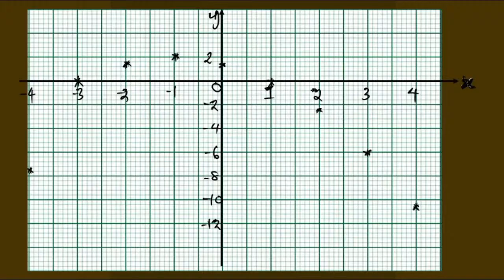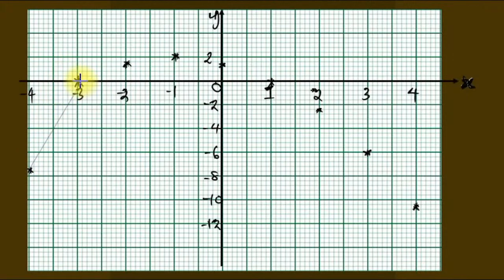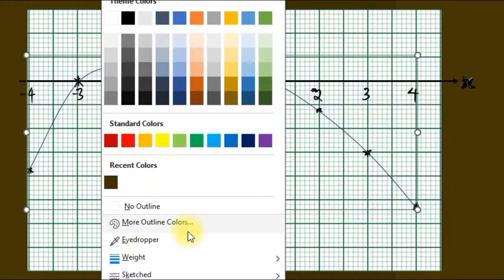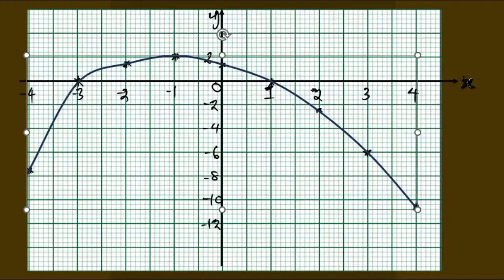So let's now join. We are joining. So let's make the line thick so that you can see it. Maybe let's change the color. Let's change it to white.